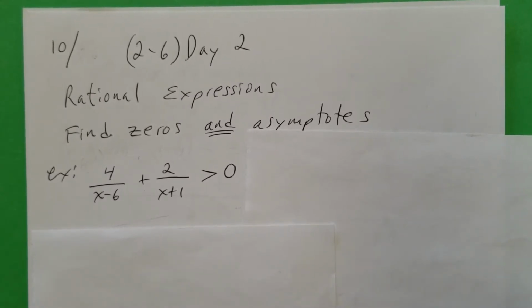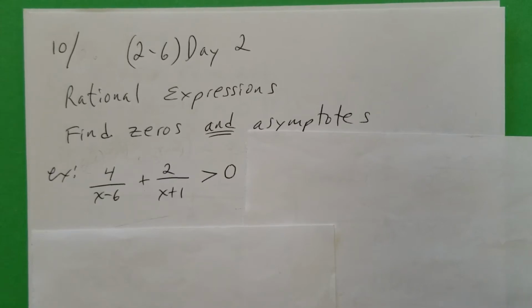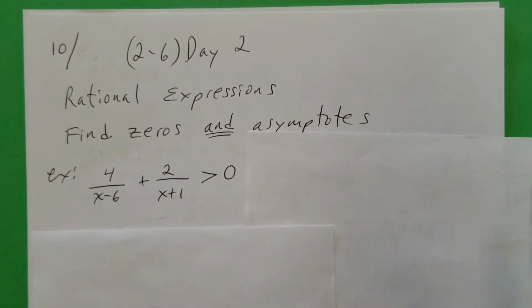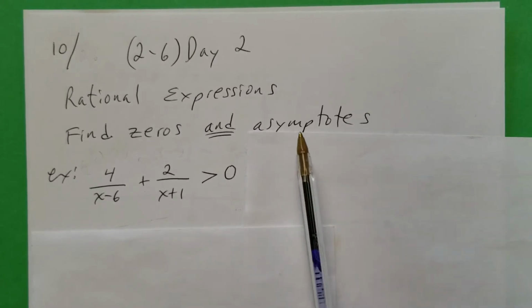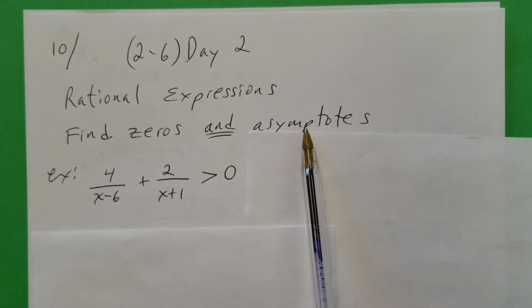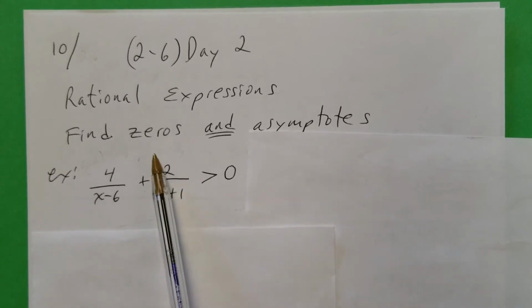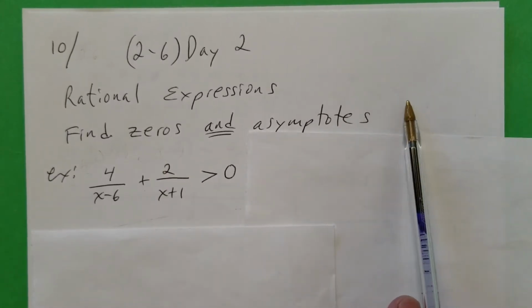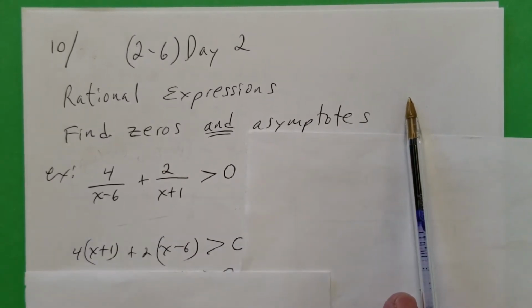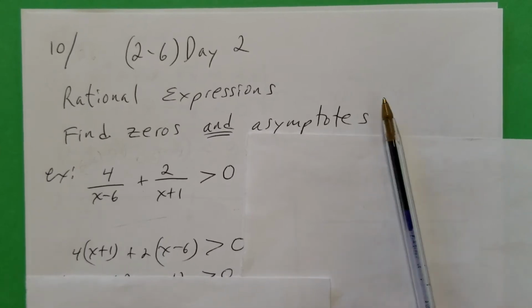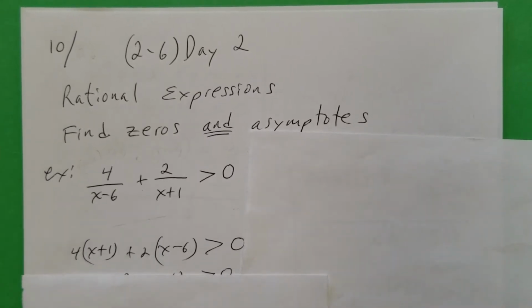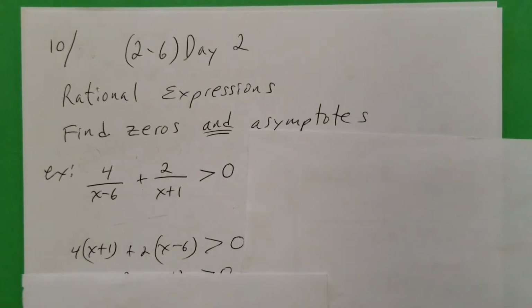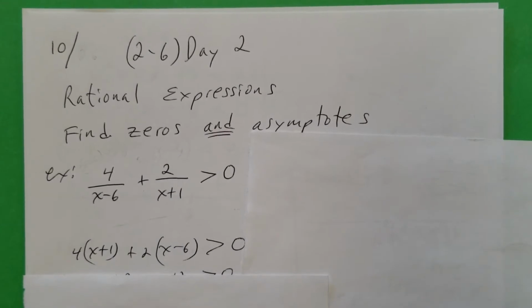Well, we know that at the zeros, at the intercepts, it could switch there, but we have to keep in mind that it could also switch at the asymptotes. So we need to find out where the zeros are and the asymptotes. Let's do the zeros first. So the first thing we do is figure out the common denominator.